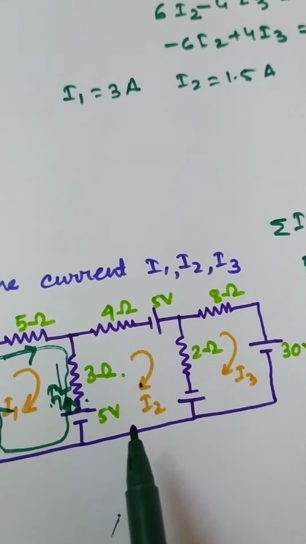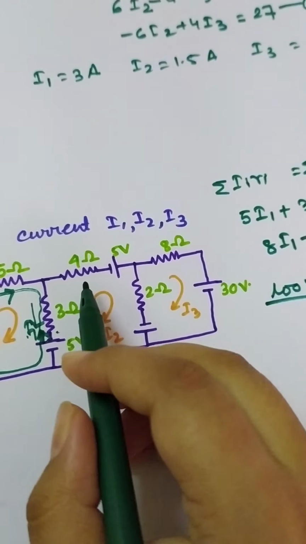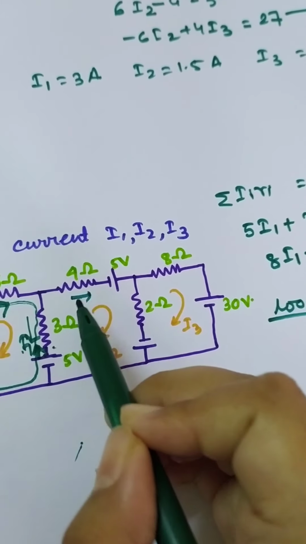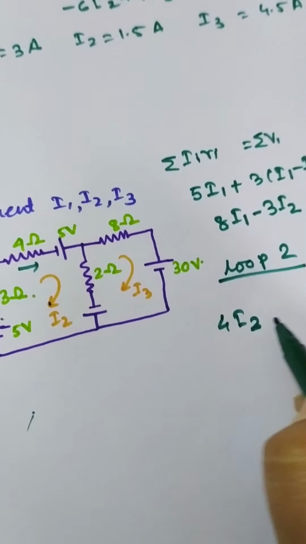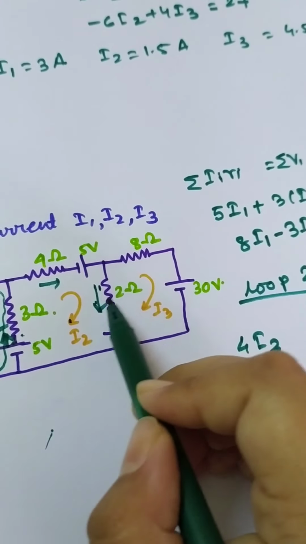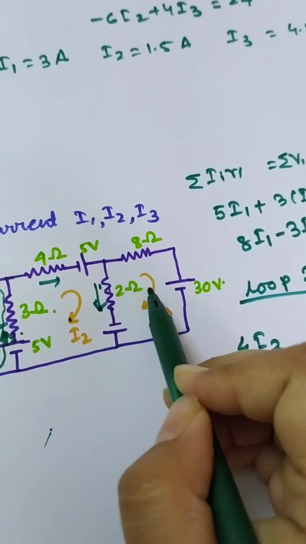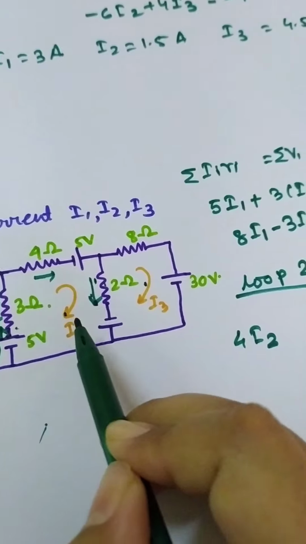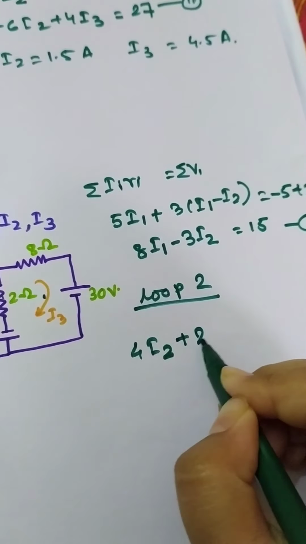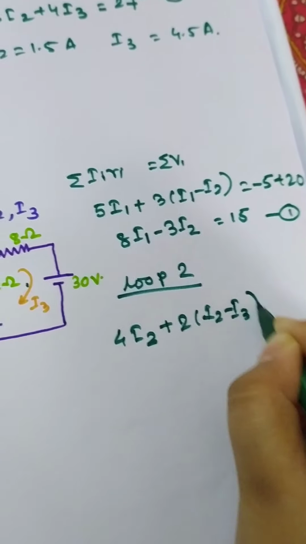Now the second loop. For the loop 2 the current is I2. So here we can write 4 I2. Then it is going through the 2 I2, and here also 2 currents are corresponding, the I2 current and I3 current, but as this is loop number 2, the I2 current will be the main, so it will be the positive sign. So 2 into I2, and the other current will be negative, I2 minus I3.